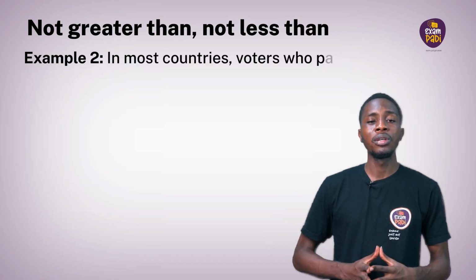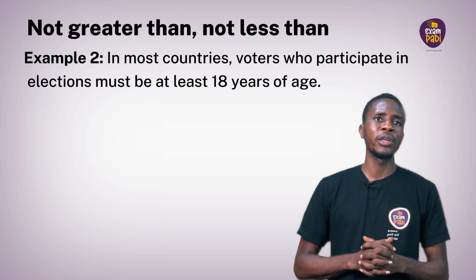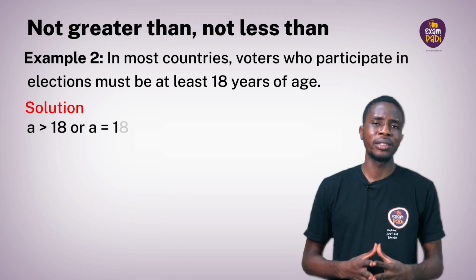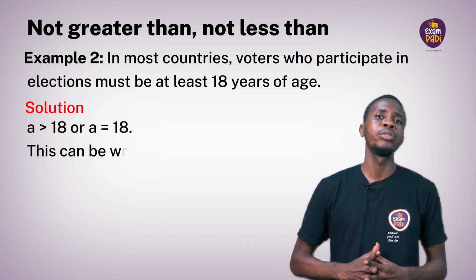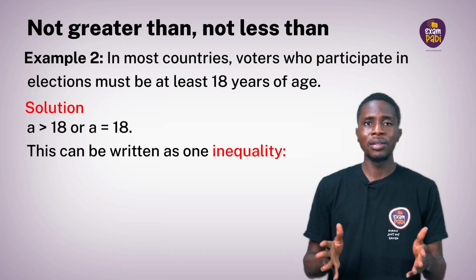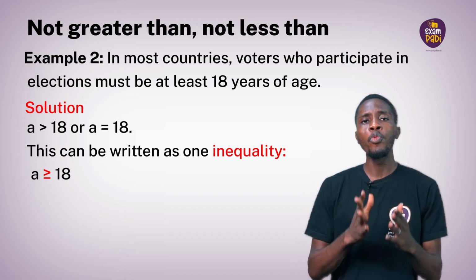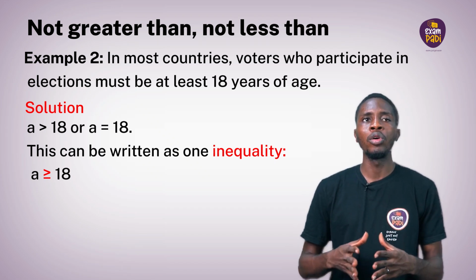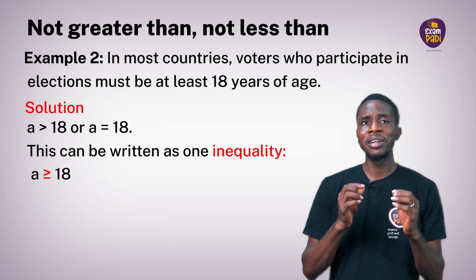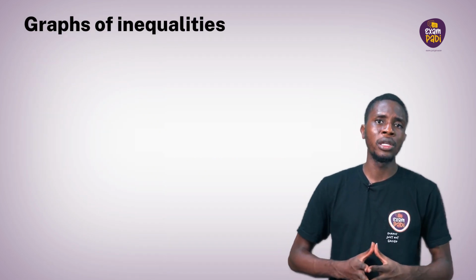In most countries, voters who participate in elections must be at least 18 years of age. An individual who can vote is A greater than 18 or A equals 18. This can be written as one inequality, that is, A ≥ 18, where the symbol means is greater than or equal to. Thus, not less than means the same as greater than or equal to. Let's explore graphs of inequality.